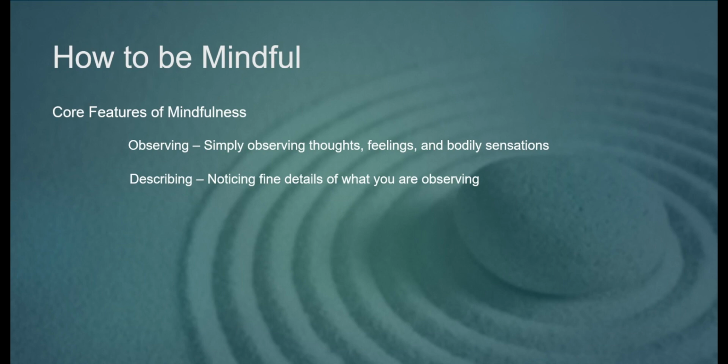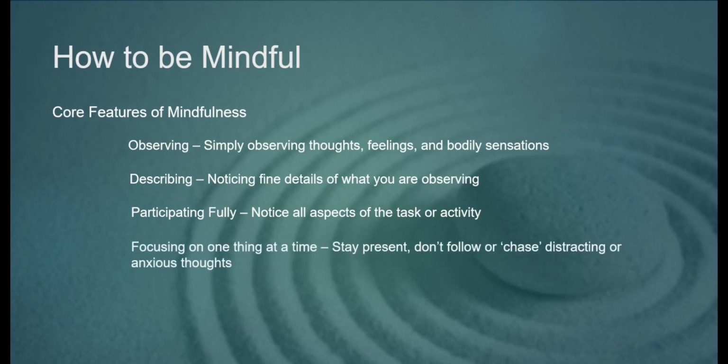Then another core feature of mindfulness is participating fully. For example, if we're in a classroom discussion, it means letting yourself participate fully in the conversation without worrying about what your classmates will think of you. If you're dancing, it means throwing yourself 100% into the dance, moving with the music, not worrying about how you look. Then another core feature will be focusing on one thing at a time. To stay present, do not follow or chase distracting or anxious thoughts. And finally, being non-judgmental, being able to accept whatever is happening and fully engage in the process.